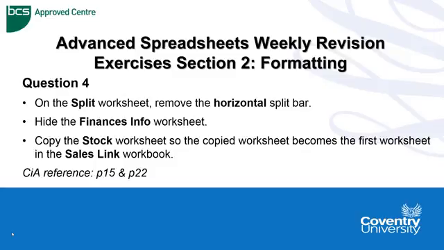So question 4 is asking us, on the split worksheet, which is obviously in the revision workbook still, to remove the horizontal split bar. And then it asks us to hide the finances info worksheet and finally copy the stock worksheet so that the copied worksheet becomes the first worksheet in the sales link workbook. Bit of a mouthful that last one, but easy enough to do. So let's go and do it if you want to come along with me.